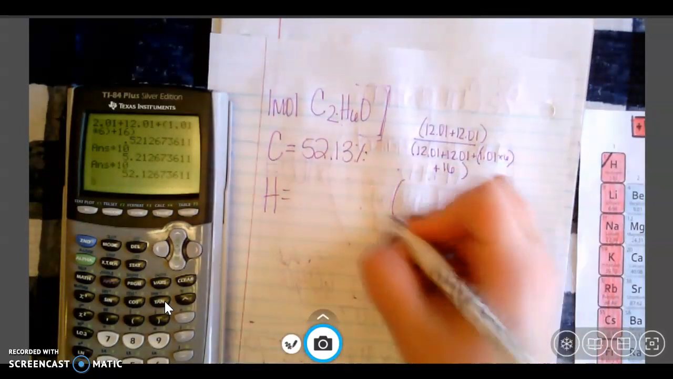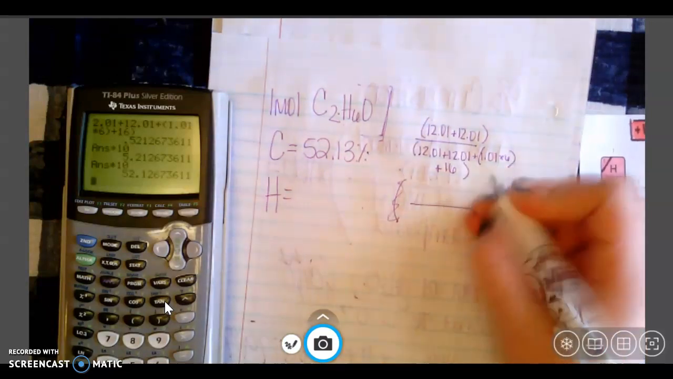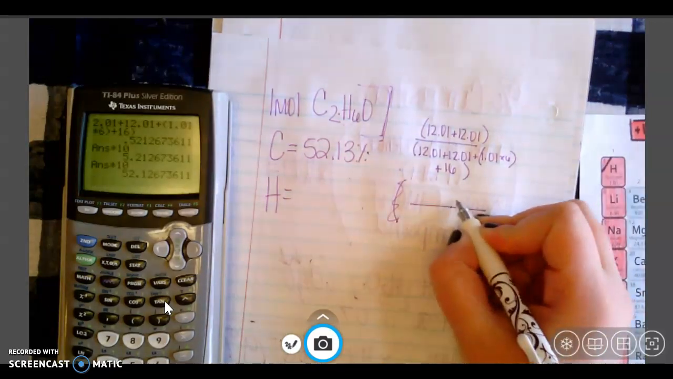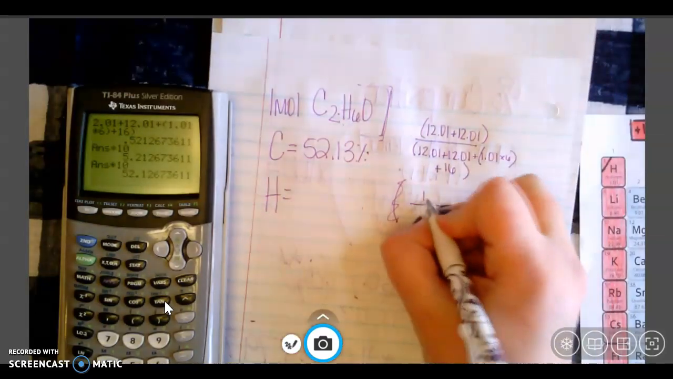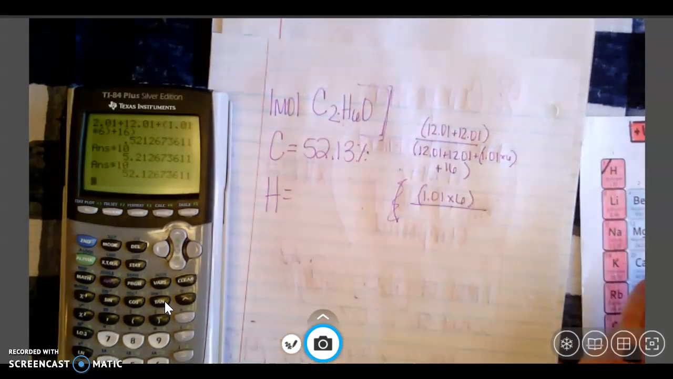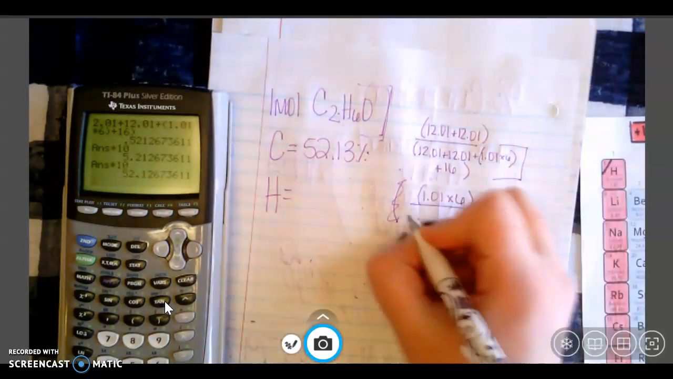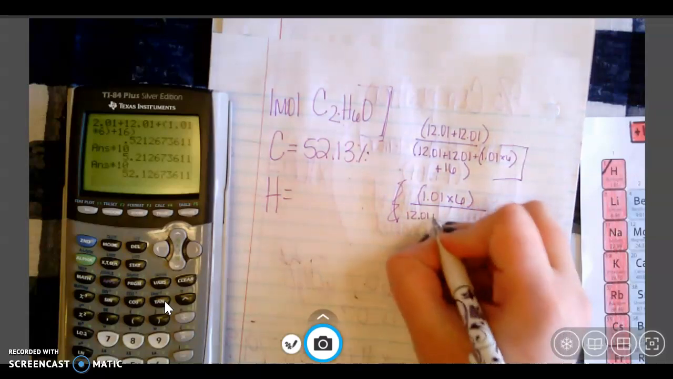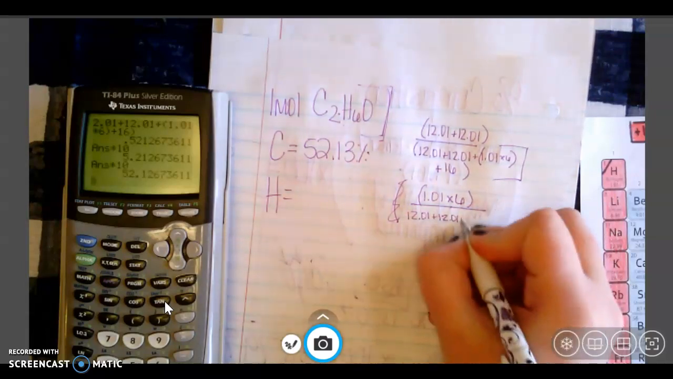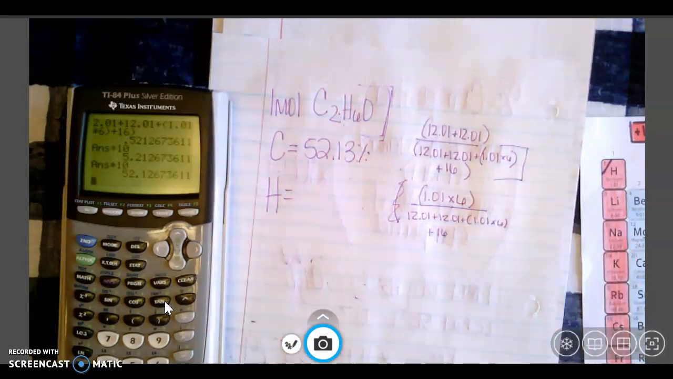All right? So I've got to put the mass of the thing that I'm looking for, which is 1.01. And remember, I've got 6 of them. Okay? And then down here is the mass, this big number right here. So 12.01 plus 12.01 plus 1.01 times 6 plus 16.